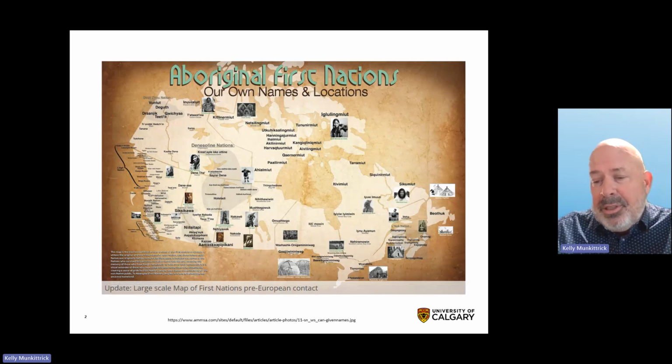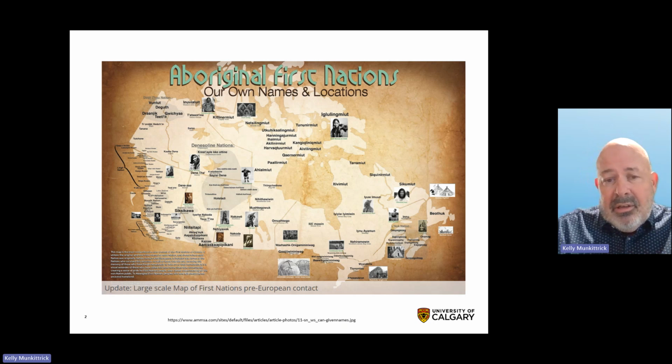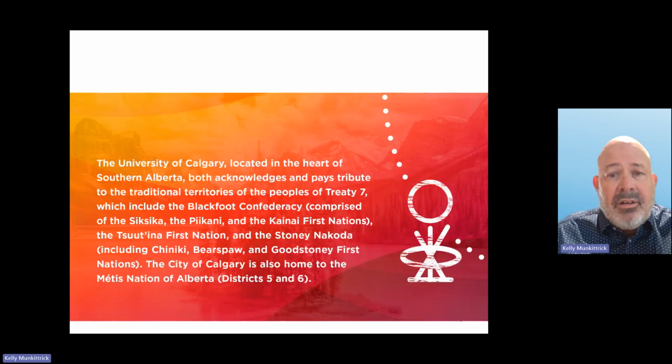When I'm giving a talk, especially when there's international attendees, I like to start by acknowledging that prior to European colonization of Canada, there were a lot of First Nations that existed within Canada. And Canada is going through a process of reconciliation to reestablish and try and work better with our First Nations partners. And we start our talks as part of this with a recognition of the land that we work on. The University of Calgary acknowledges and pays tribute to the traditional territories of the peoples of Treaty 7, which include the Blackfoot Confederacy, comprised of the Siksika, the Piikani, and the Kainai First Nations, the Tsuut'ina First Nation, and the Stoney Nakoda, including the Chiniki, Bearspaw, and Goodstoney First Nations. And the city of Calgary is also home to the Métis Nation of Alberta, Districts 5 and 6.